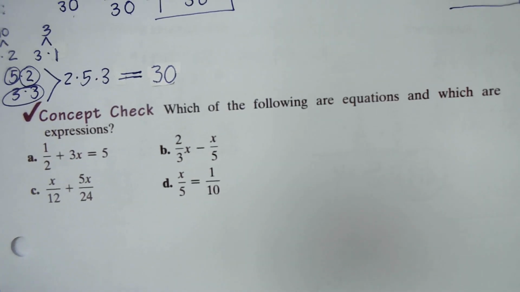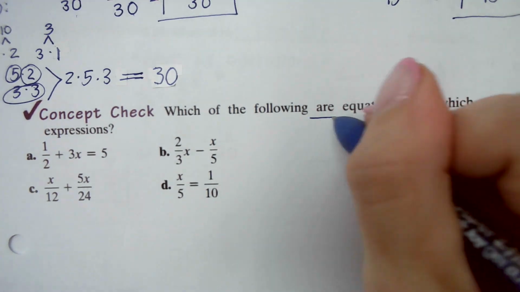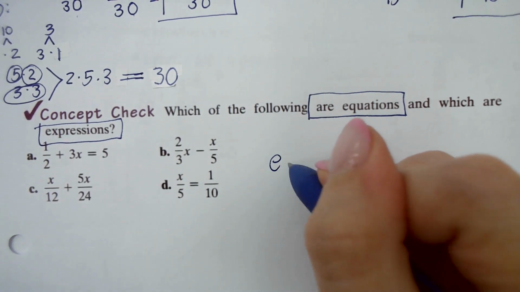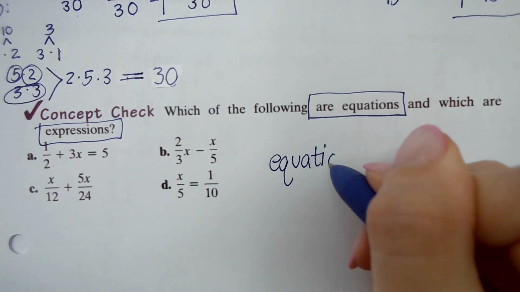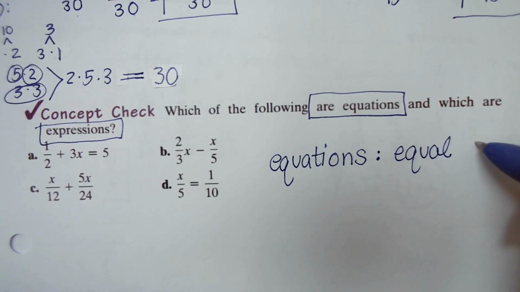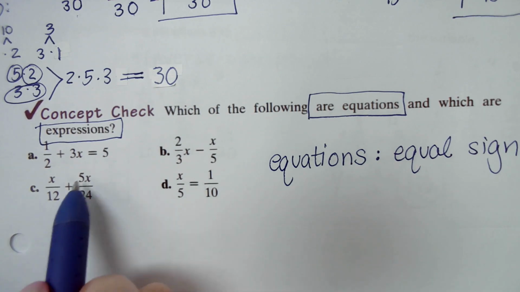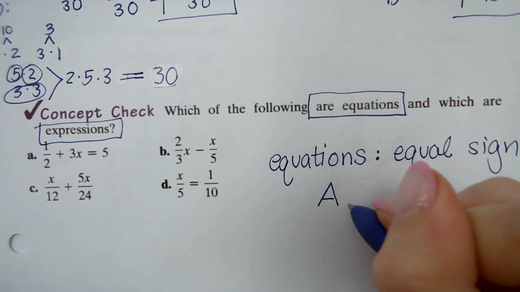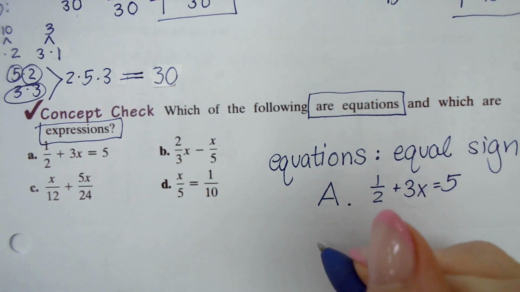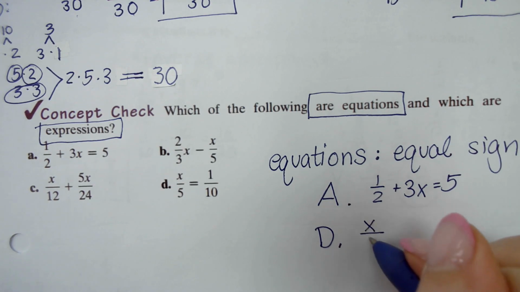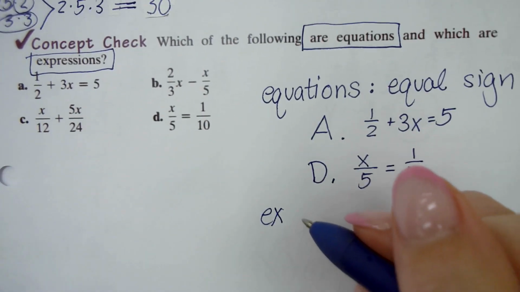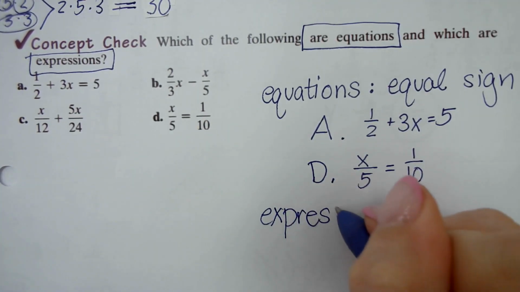And the last one we're going to wrap up with, which of the following are equations and which are expressions? So our equations, think about, what did we say makes an equation different than an expression? An equal sign. So the equations here would be A, 1/2 plus 3x equals 5, and D, x over 5 equals 1 over 10. Our expressions are the ones that don't have an equal sign.